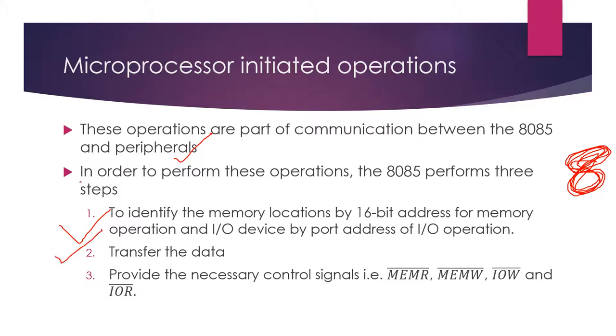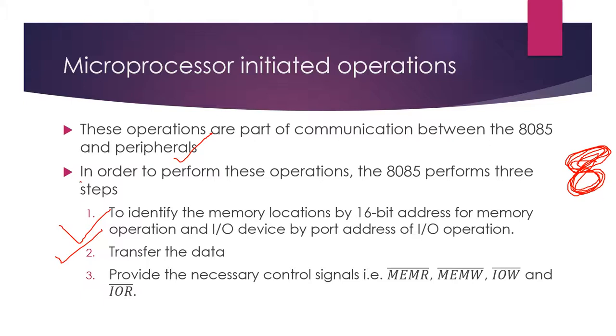After the generation of the address, it transfers data. Suppose the microprocessor is fetching an opcode from the memory, then data transfer takes place from memory to microprocessor. If the microprocessor is writing certain data to the memory, then data transfer takes place from microprocessor to memory. If data is being fetched from an input output device, then data transfer takes place from the input device to the microprocessor.